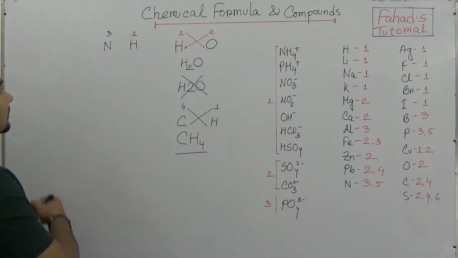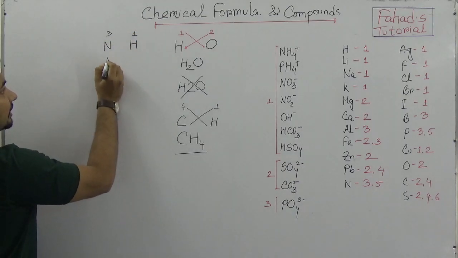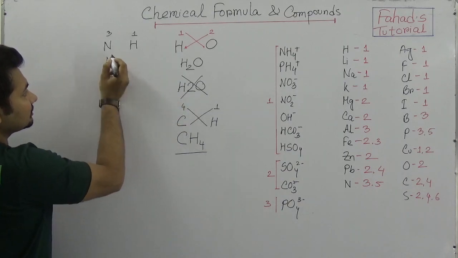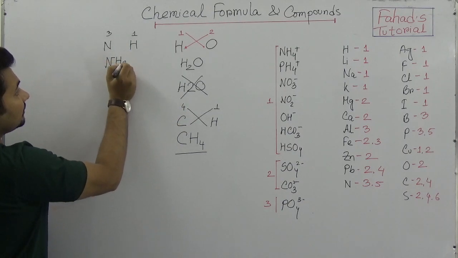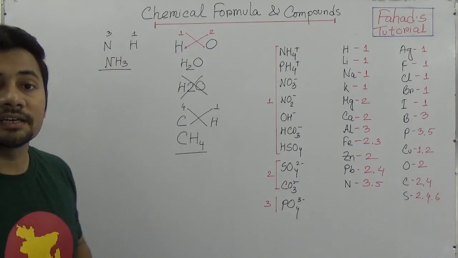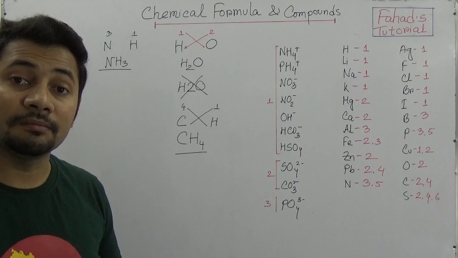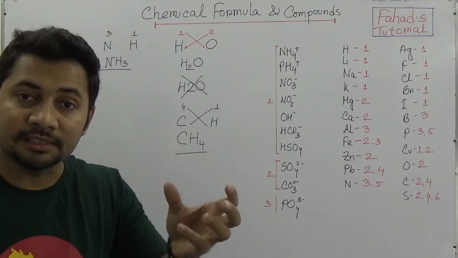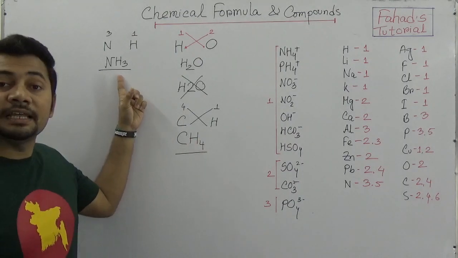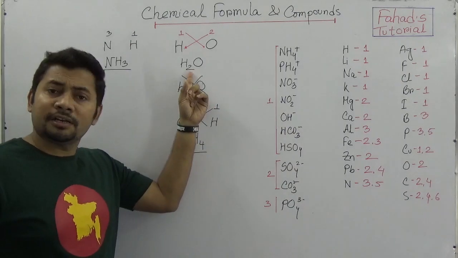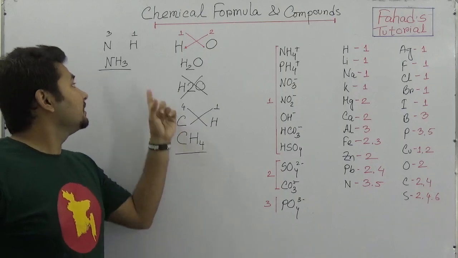Now you see that if we exchange, it would be N1, but we would not write 1 because it has no change, so it would be NH3. This is the chemical formula of ammonia. So you know that the compound's name is ammonia, but the chemical formula is NH3. You know it well, the chemical formula of water is H2O, and also methane and ammonia.